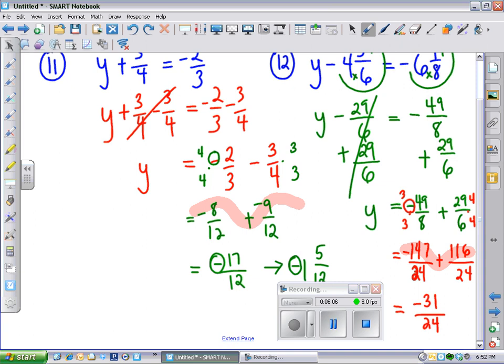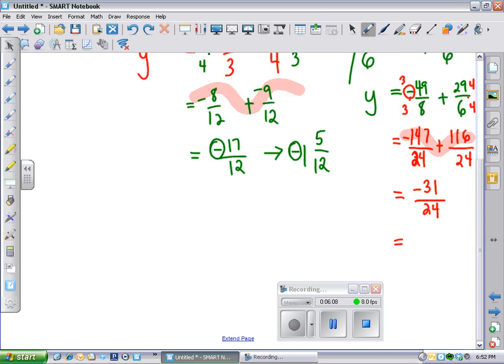Again, that can be simplified. 24 goes into 31 once with 7 left over. 24 is the denominator. And it was negative when it was an improper fraction, so it'll be negative when it's a mixed number. And that concludes those two problems right there.